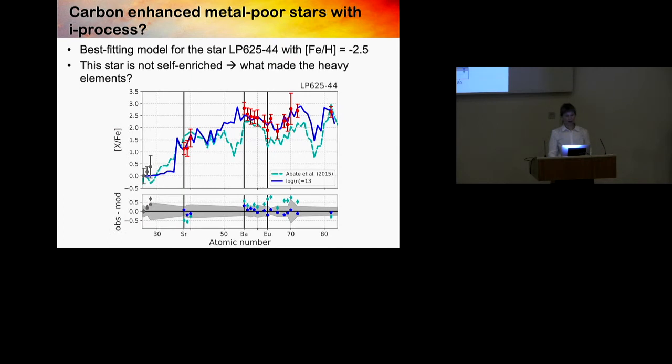I just want to point out one other bit of observation that suggests that the i-process happens in nature. There are these carbon-enhanced metal-poor stars in the galaxy. They're in the halo. They're very metal poor. And people for a long time said that if you add an s-process and an r-process together, you can match these observations. So this is one of these objects. We have the red points, the observations, again, [X/Fe] versus atomic number.